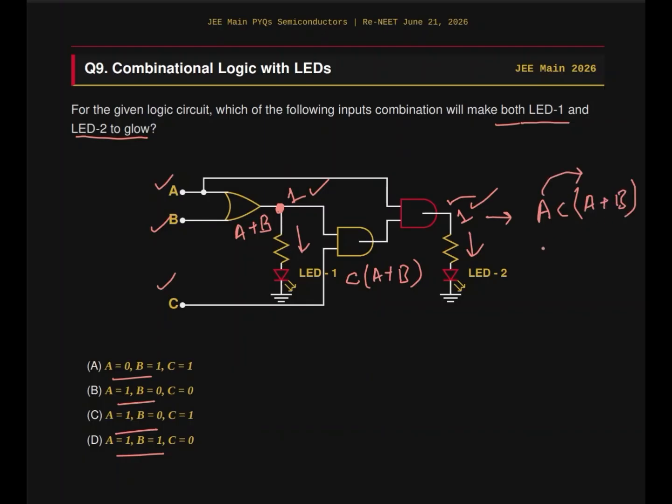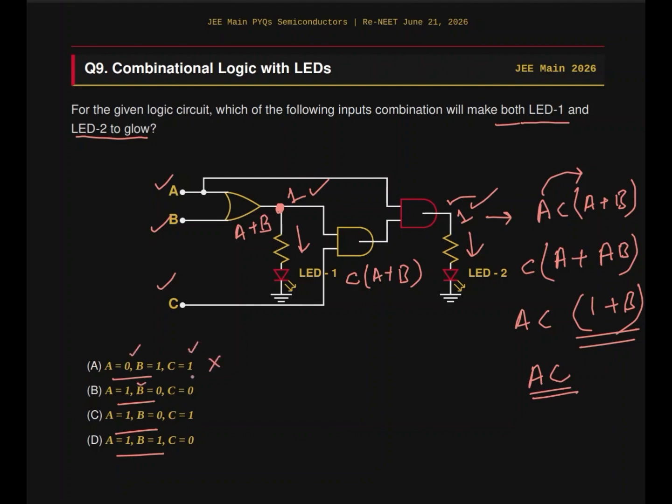We take A inside. We have A times A is A, and B. We take A outside again. We have AC into (1 plus B). We have AC. 1 plus B is just 1, right? So AC should be 1. Here what we see, AC is not 1. Here AC is not 1. Here AC is 1. Here AC is not 1. So we have our answer. Simple question.